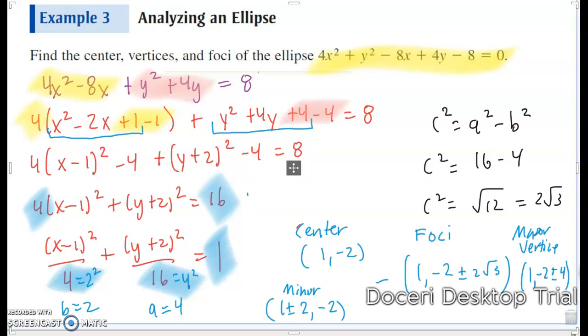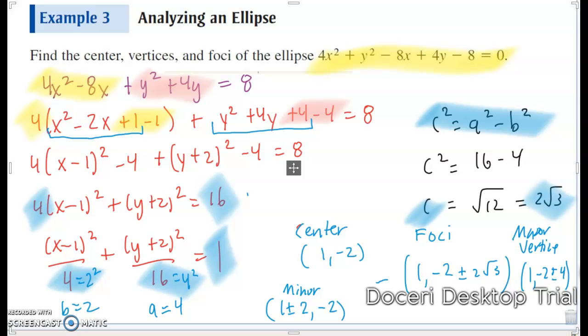So then the last thing we need to do is to find c, which I wrote as c squared here, which is not true. We need to find c by using this formula. So then we get c is equal to the square root of 12, which is 2 square root of 3. So now that we have c, we have a, we have b from the equation, we can find the center with h, k, which is 1, negative 2.